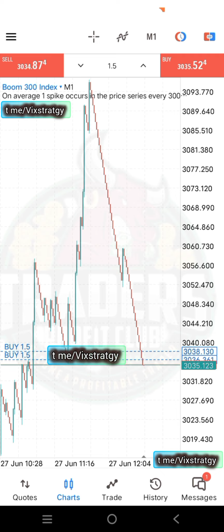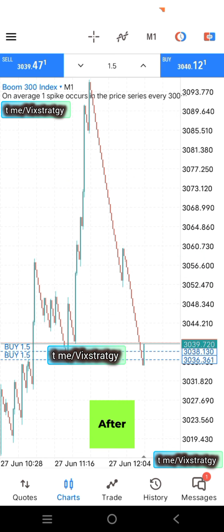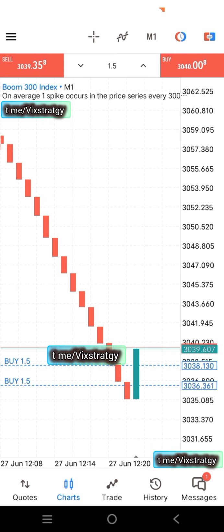Yes, my dear friend, we are holding this trade. Look here, guys. After spike. So this is the accuracy of the system. 4 candle stop loss and after 2 candle it spike.